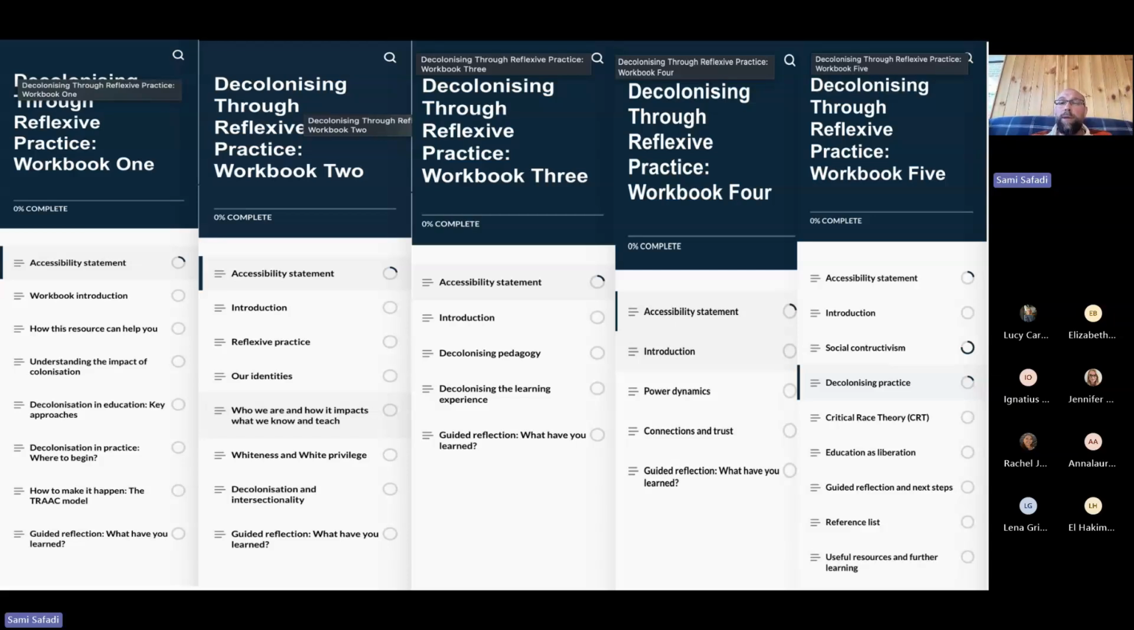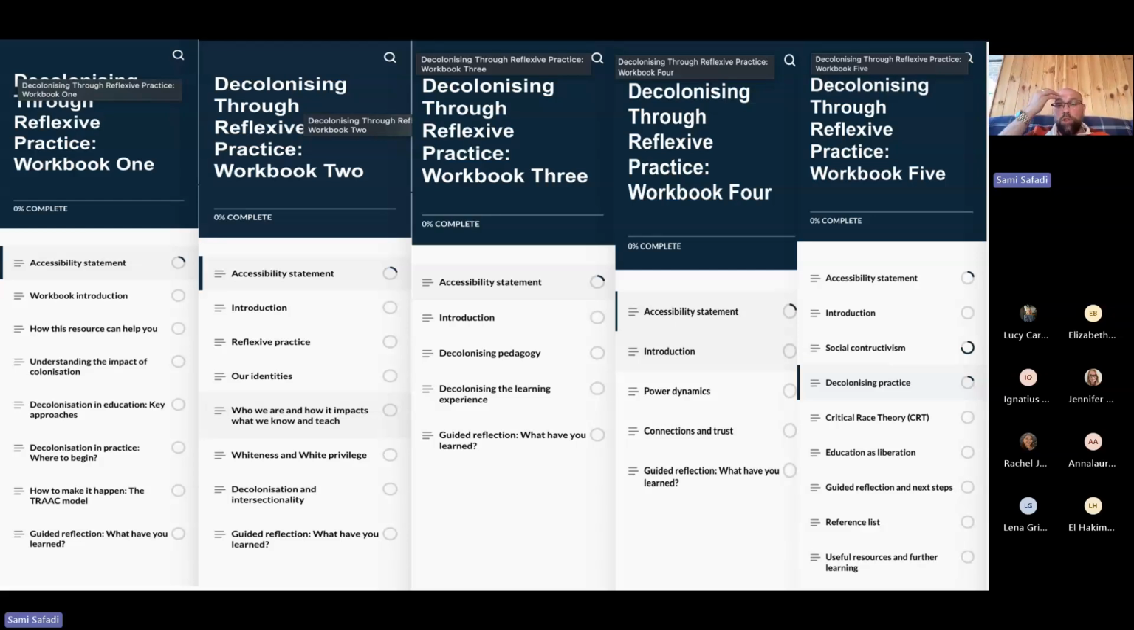So the first one, as you may expect, is quite introductory, and it gets through the understanding of the impact of colonization itself, linking then into decolonising in education and different approaches, where to begin around that decolonisation of practice rather than content, and then introducing them to the TRANSTRACK model, which, as I said, I think is a really nice way of breaking things down into different areas and providing some initial questions for colleagues to start with as they begin that decolonizing journey.